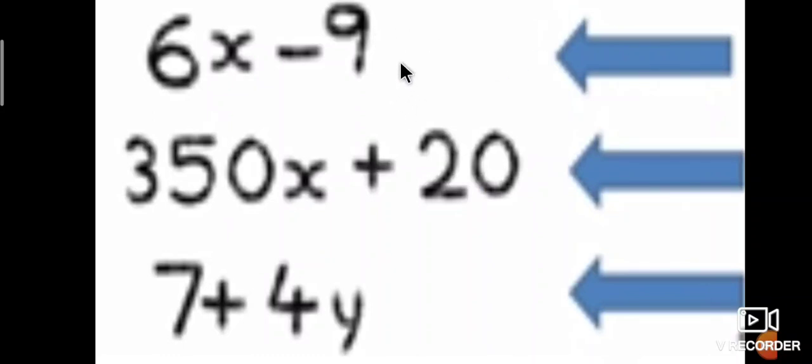Without equal to 0, this is called an expression. You remember this one. After you write equal to 0, it becomes an equation. Otherwise it is an expression. When equal to 0 is written, all these expressions are called equations.